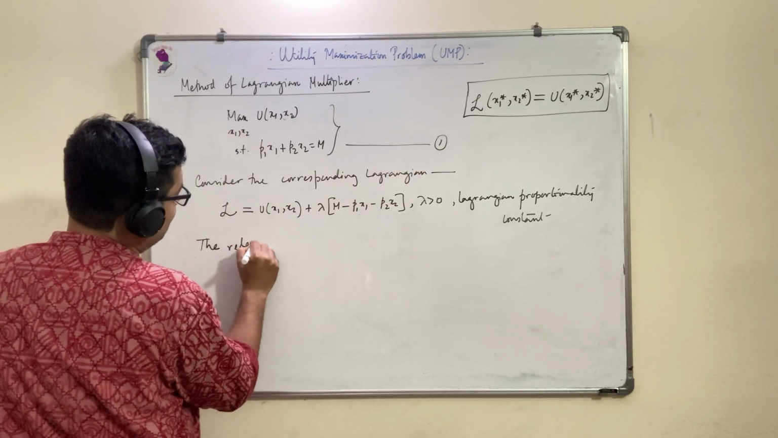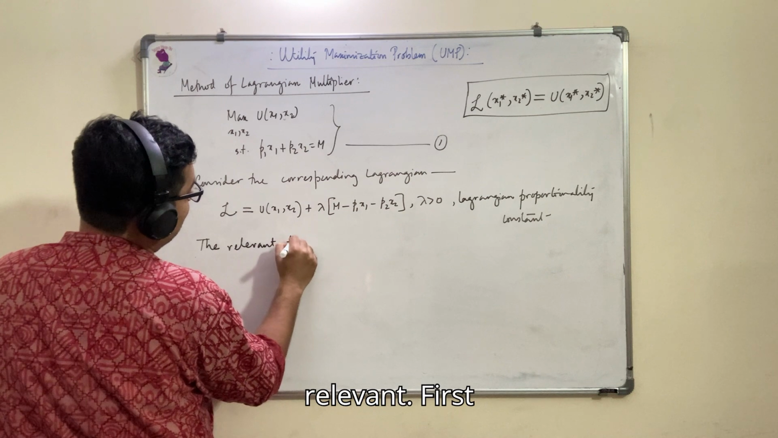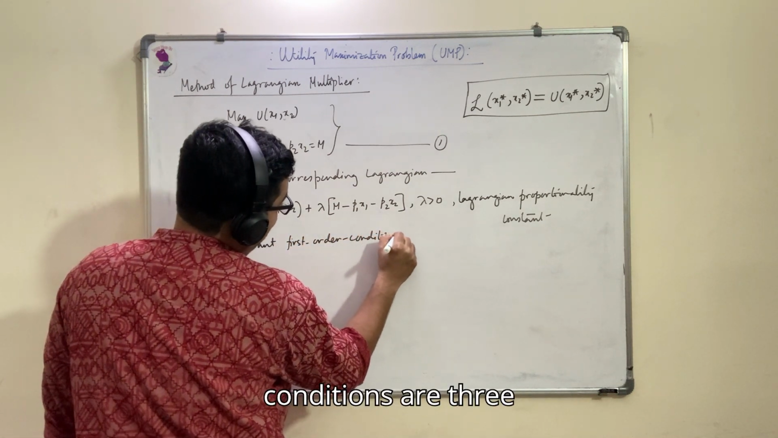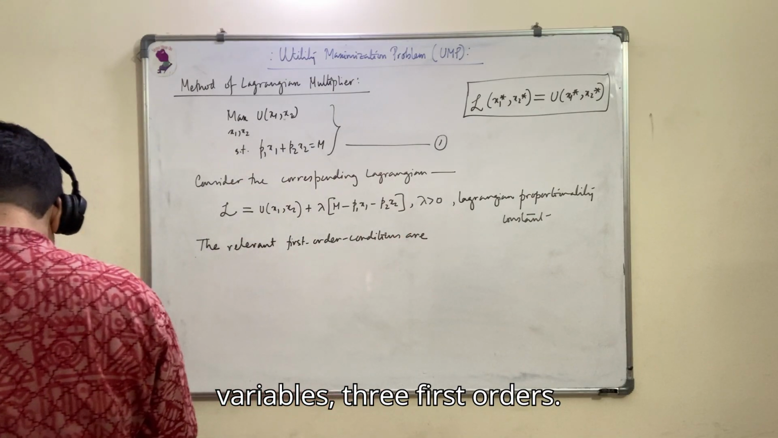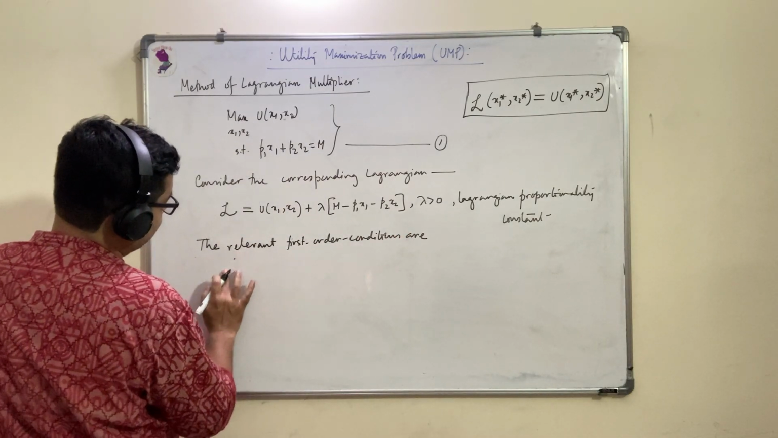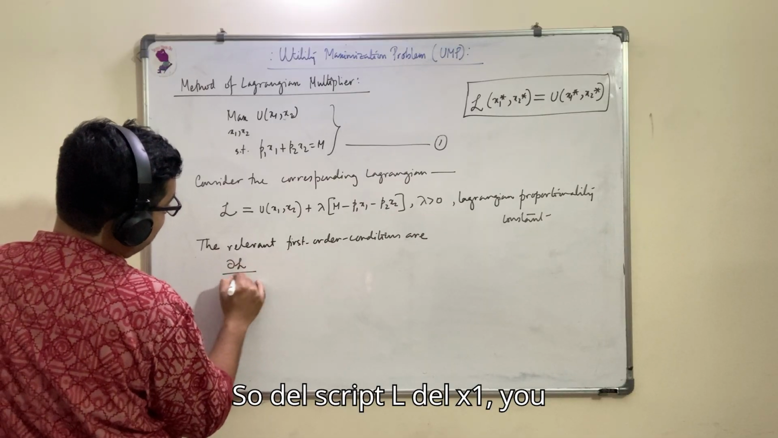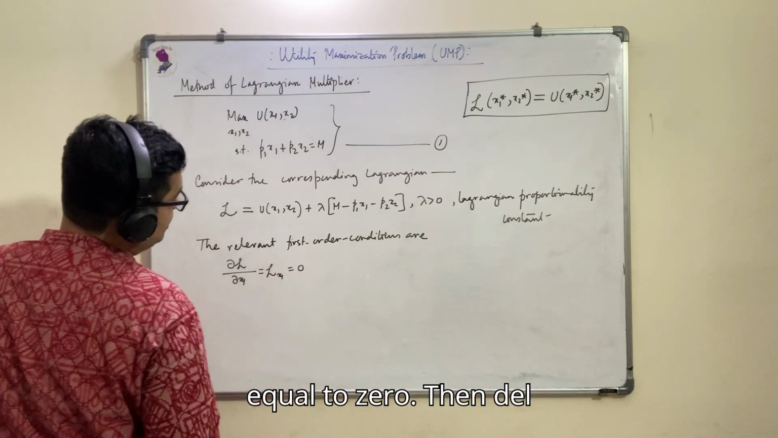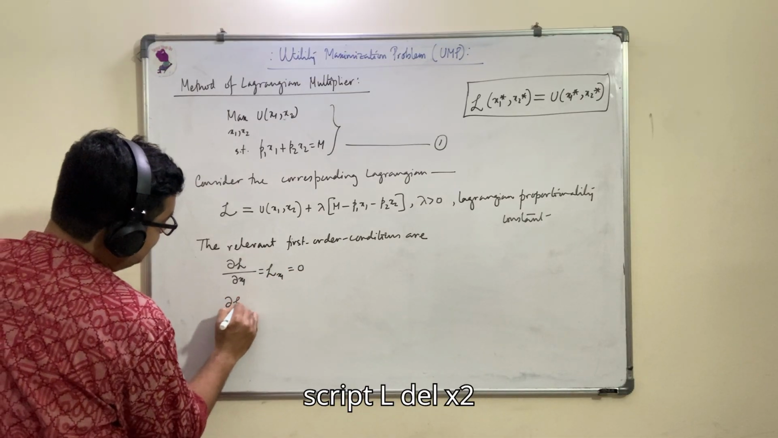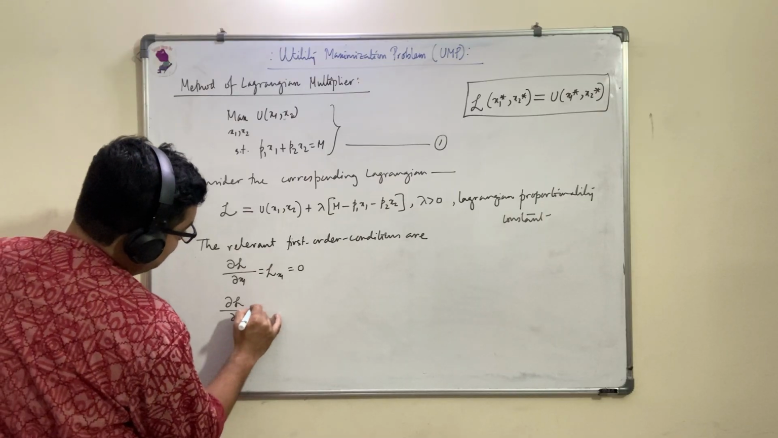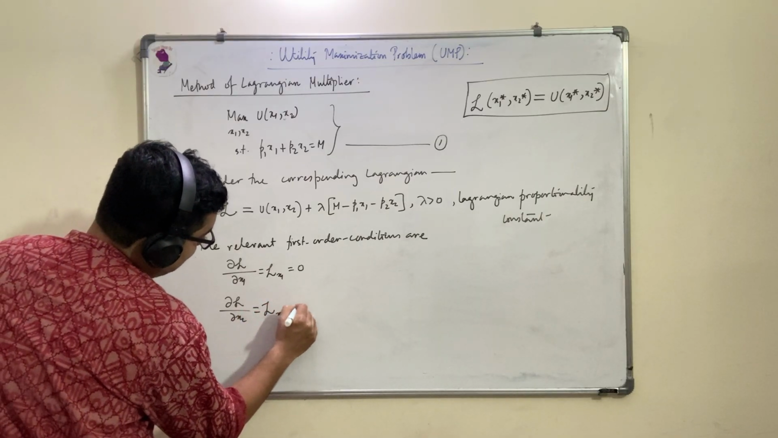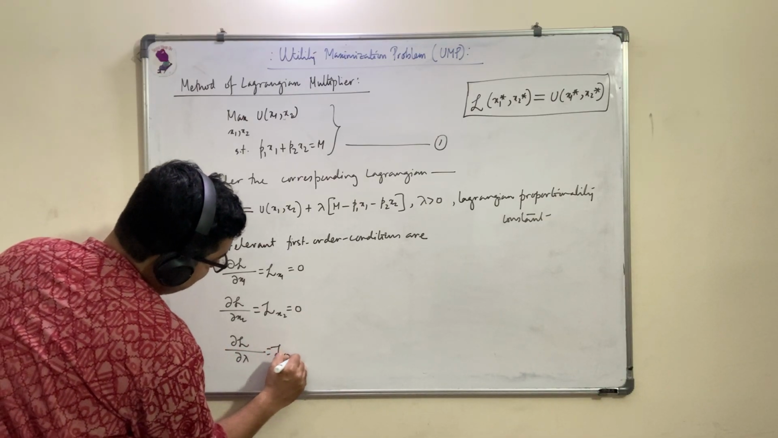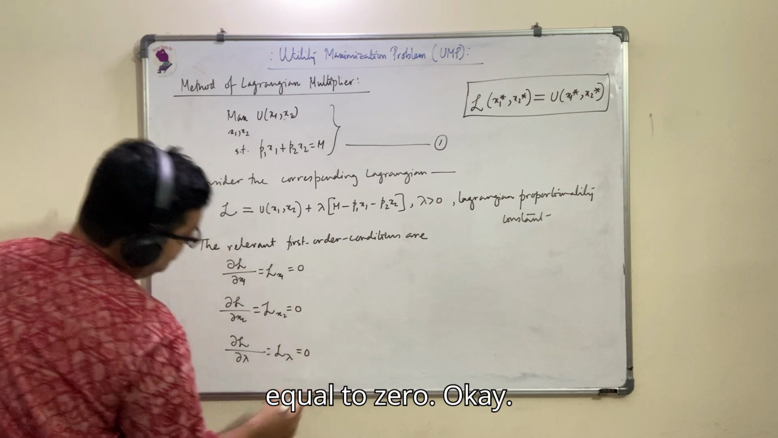So the relevant first order conditions are 3 variables, 3 first orders. So del script L del x1, you can write it like this also, which is equal to 0. And then del script L del x2 equal to 0, and lastly del script L del lambda equal to 0. Okay.